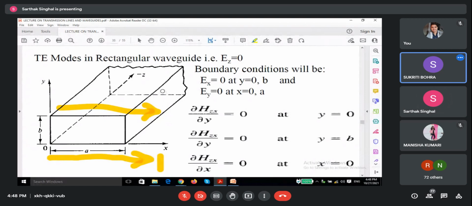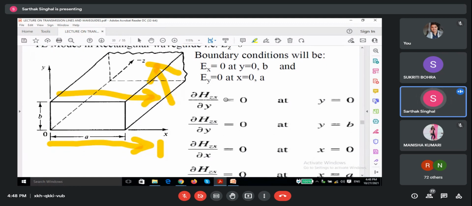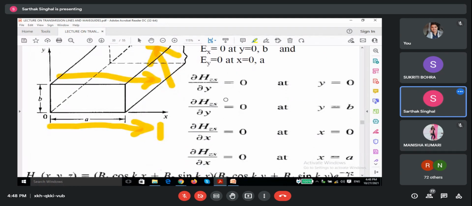And at x equal to 0 and x equal to a, which component of the electric field will be 0? This component. So Ex is 0 at y equal to 0 and b, and Ey is 0 at x equal to 0 and a, right?